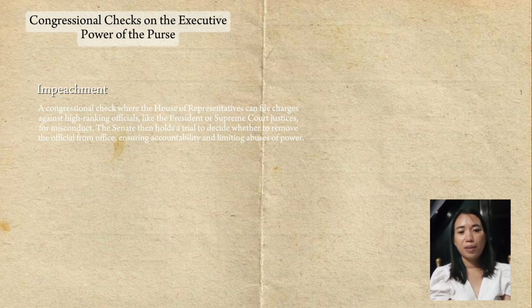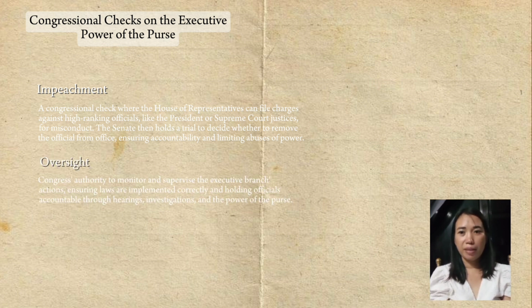So the other one is oversight. Congress can regularly review how the President is spending money. They can hold hearings, investigate, and even block funding for programs they don't agree with. This holds the President accountable for how they use taxpayer money.